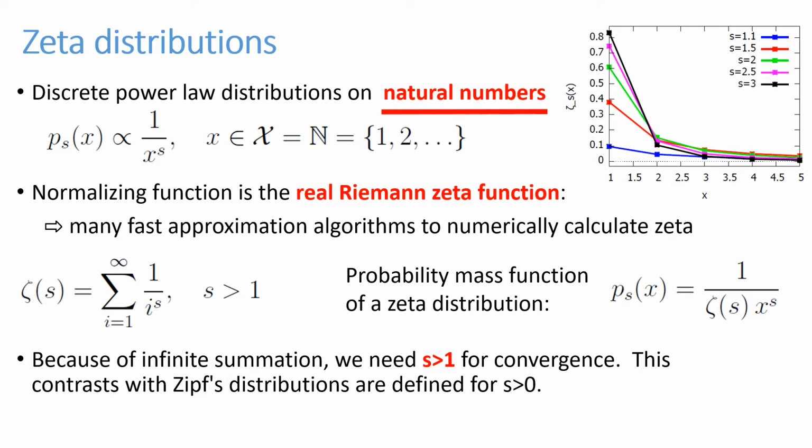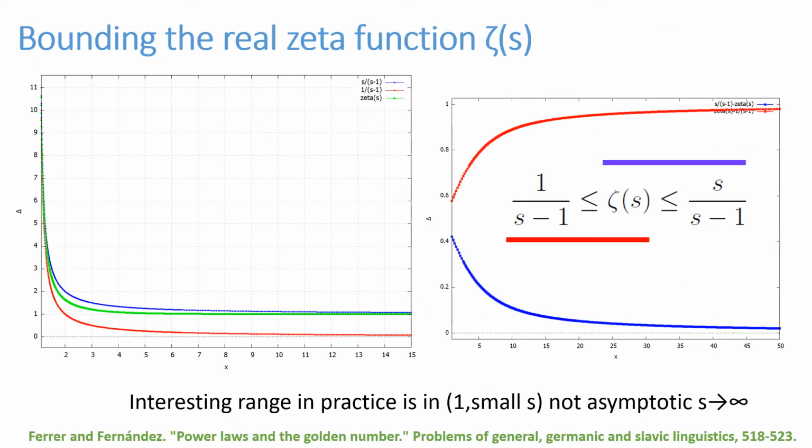On the plot here, I show the impact of the power exponent s on the probability mass functions of the zeta distributions. In practice, we need to calculate efficiently an approximation of the Riemann zeta function. There are many algorithms for fast numerical approximations, and the zeta function is often given as a primitive in many software packages, like the free symbolic computing software Maxima, which I use for my experiments.